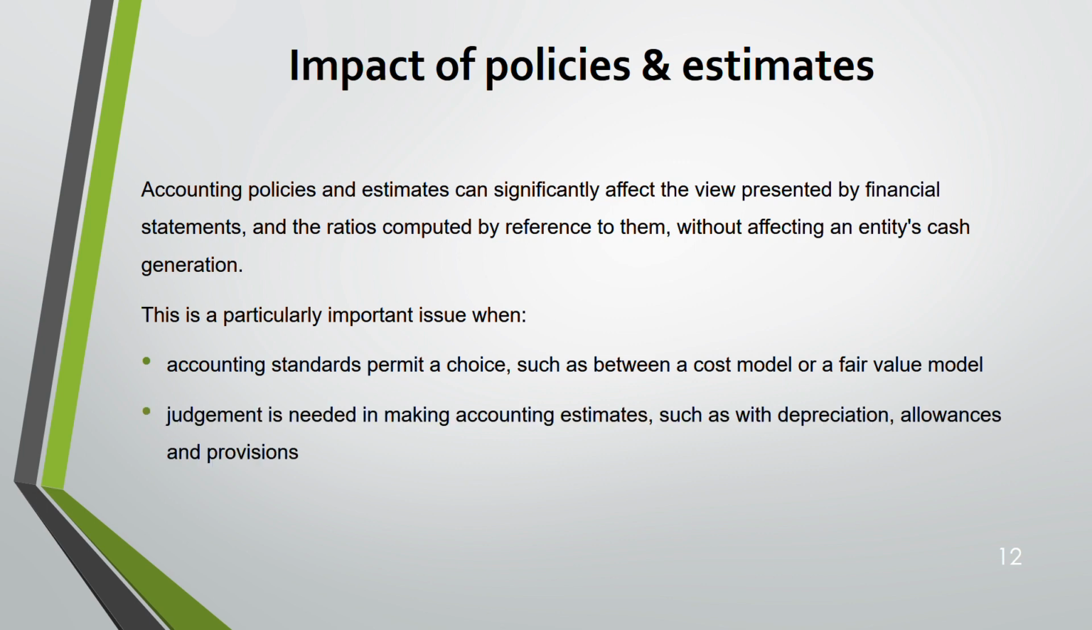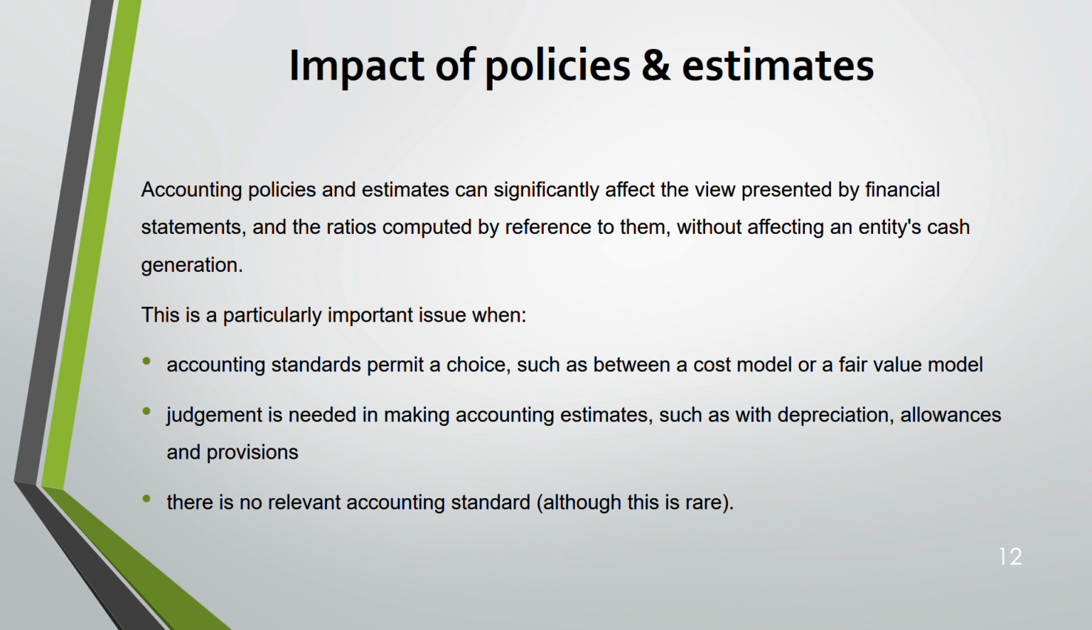Second, judgment. To make some estimates like depreciation, allowances, provisions, management need judgment. Even here, management could be biased. Okay, they might choose such depreciation rates or useful years, they can change based on their wish, which favors their company's financial position. Again, it's a manipulation.